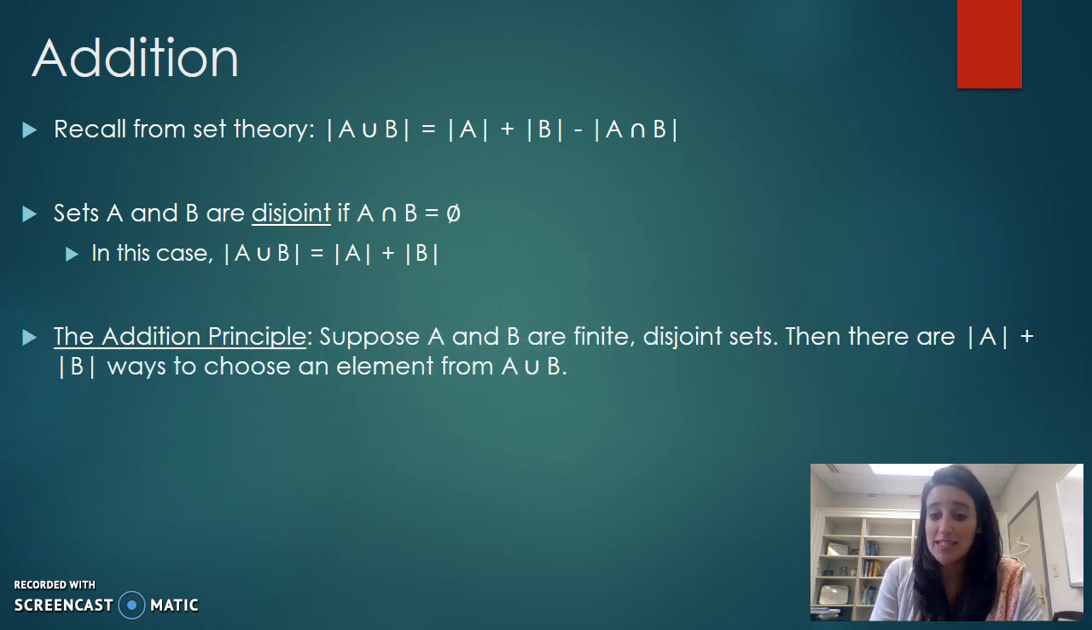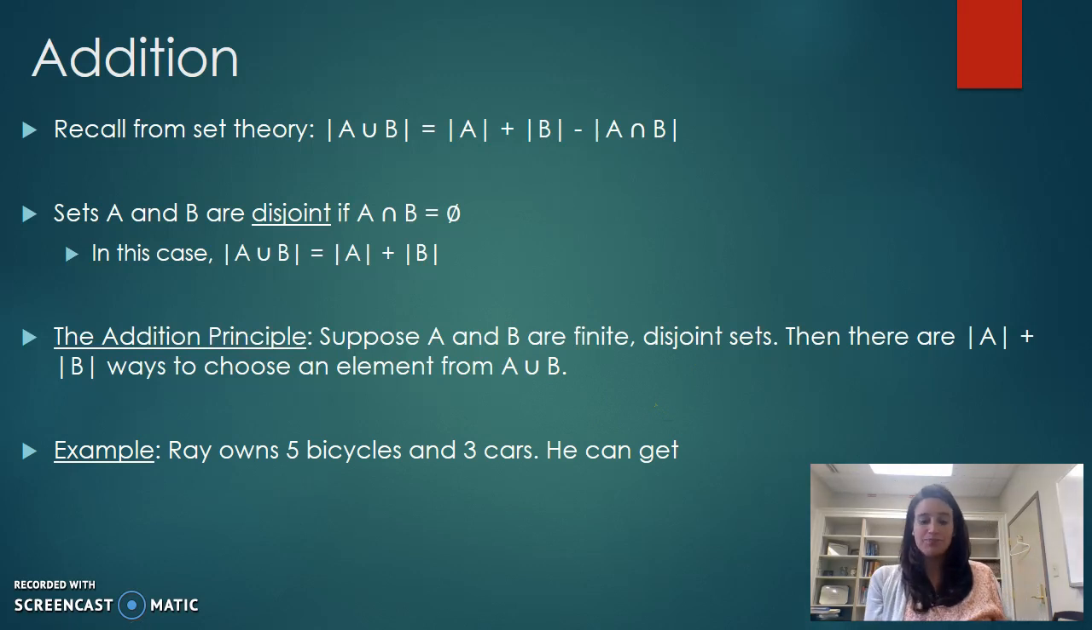We can generalize this using the addition principle. So suppose A and B are finite disjoint sets. Then there are the order of A plus the order of B ways to choose an element from A union B.